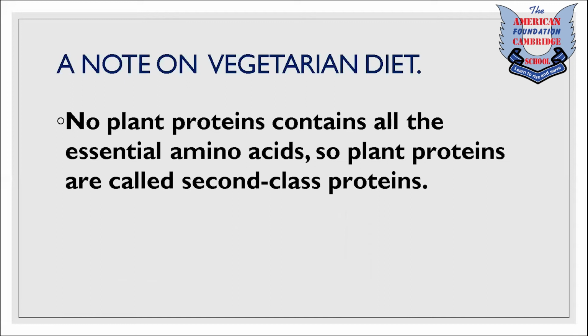It means that if somebody is not going to consume a non-veg diet, for example, fishes, eggs, meat products, and is restricted to plant products such as lentils, pulses, and vegetables, then no single plant protein contains all essential amino acids. Multiple plant products have to be consumed in order to fulfill the demand of 10 essential amino acids.